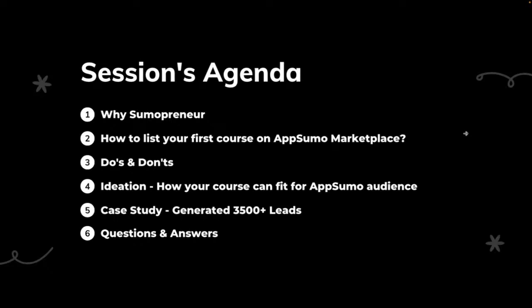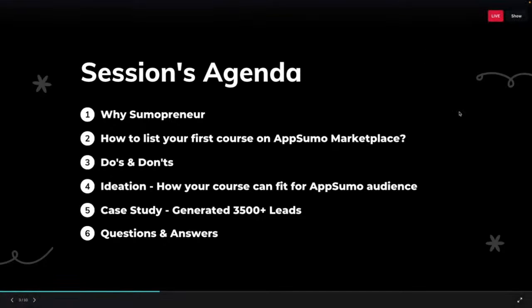We will also cover the ideation, because your online course may not fit the AppSumo audience, but we will talk a little bit about how you can create an angle to make your course useful for the AppSumo audience. Then I will show you a case study of how we generated 3,500 plus leads using a listing on AppSumo Marketplace. And in the end, of course, we have a questions and answers session.